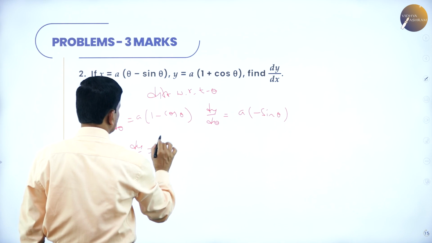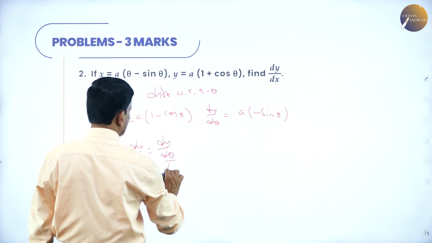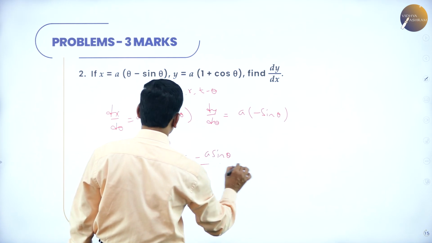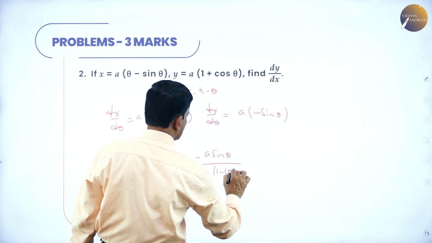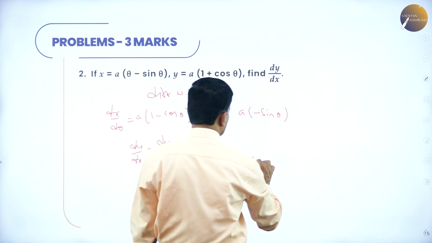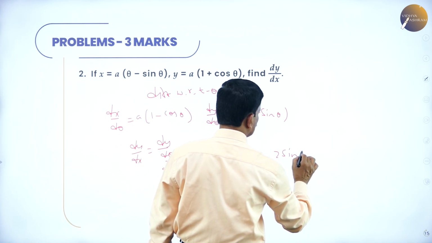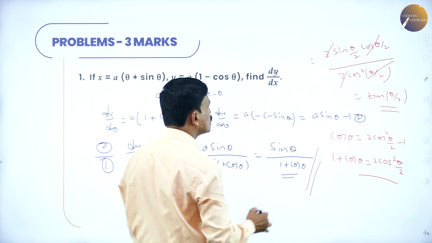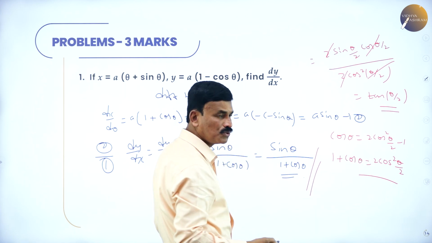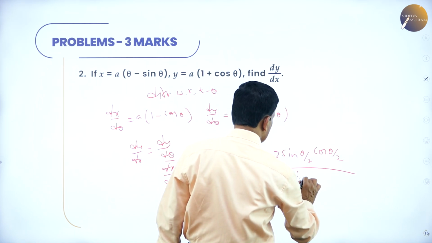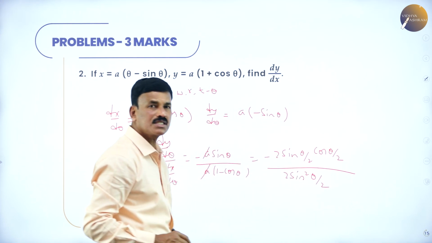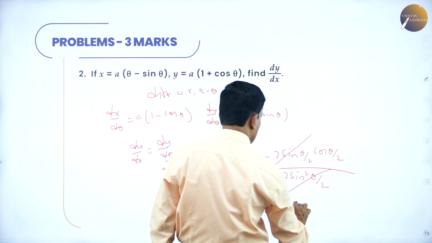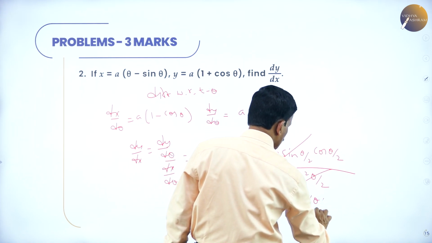dy by dx is the same as usual, dy by d theta divided by dx by d theta, which is minus a sin theta divided by a into 1 minus cos theta. So a gets cancelled. As usual, minus sin theta can be written as 2 sin theta by 2 into cos theta by 2, divided by, since this is 1 minus cos theta, for 1 plus cos theta it is 2 cos square, and 1 minus cos theta is 2 sin square theta by 2. These 2 get cancelled. We have cos by sin, which is equal to minus cot theta by 2.